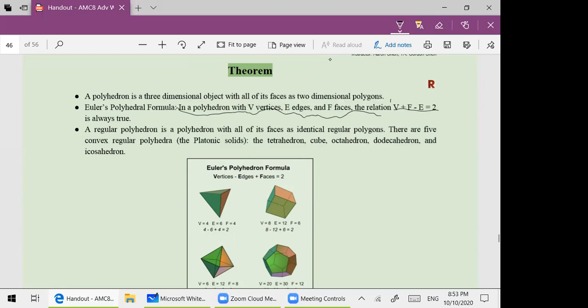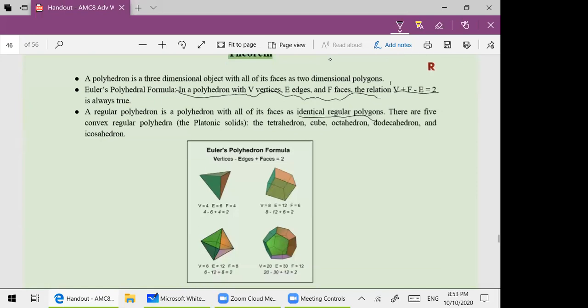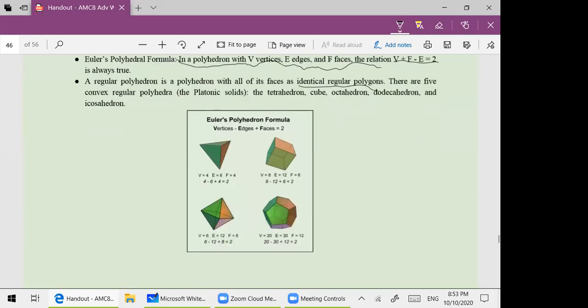Okay, so a regular polyhedron is a polyhedron such that all of its faces are identical regular polygons, and there are only five of them, the Platonic solids: the tetrahedron, the cube, the octahedron, the dodecahedron, and the icosahedron. So the tetrahedron is this. This is a cube. This is an octahedron. I believe this is an icosahedron.